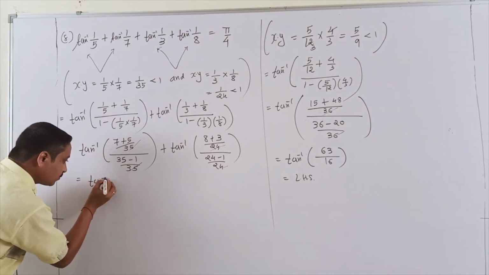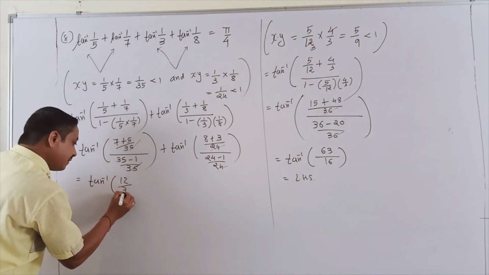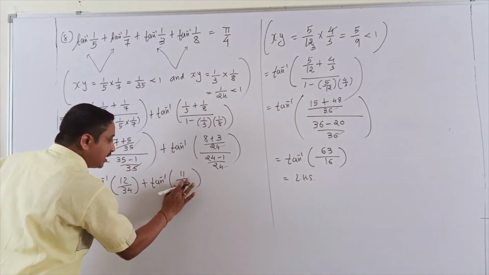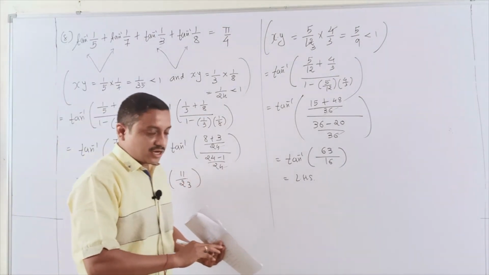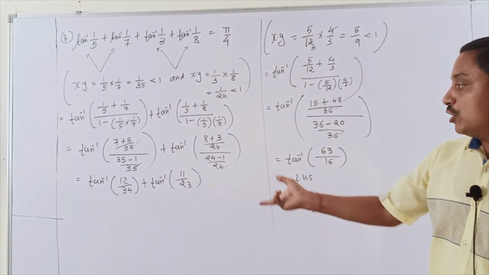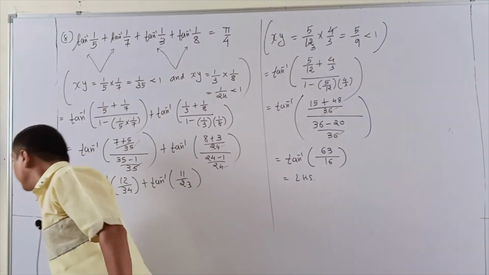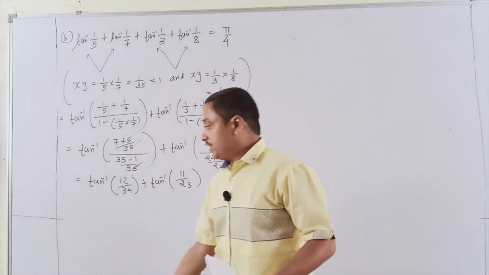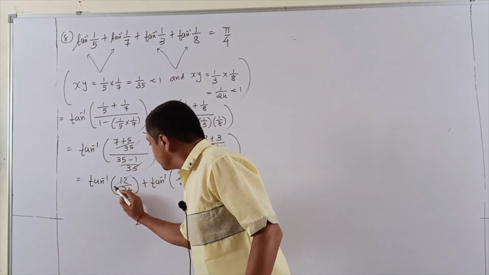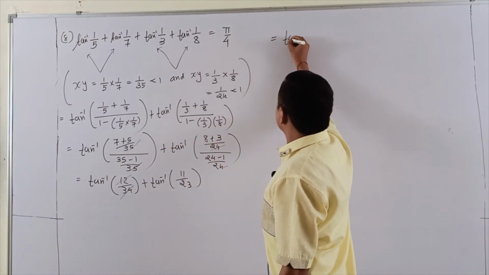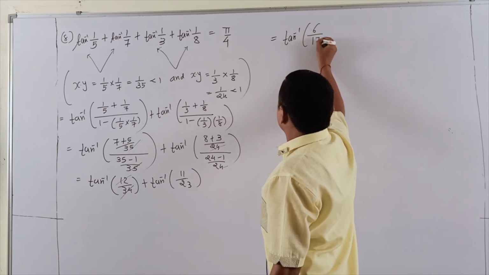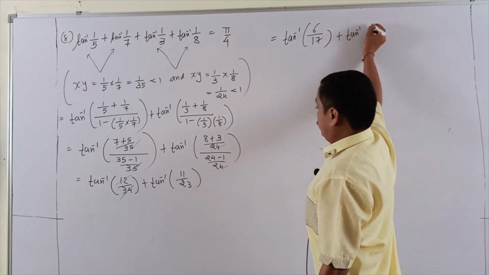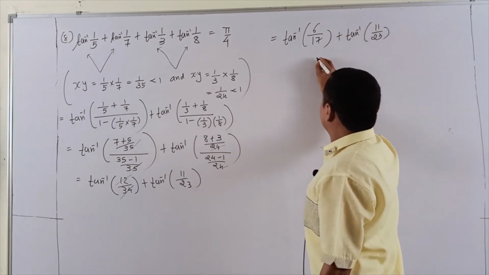So my answer is tan inverse. How much? 7 and 5, 12 by 34. And here 11 by 23. Yes. Now students, one more time we are checking for x and y. Before checking x and y, I just simplify them. Here 6 twos and 17 twos, so 6 by 17. And here, students, tan inverse 11 by 23.